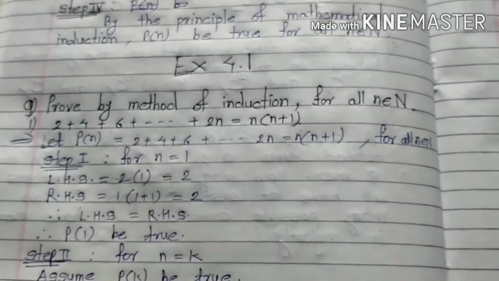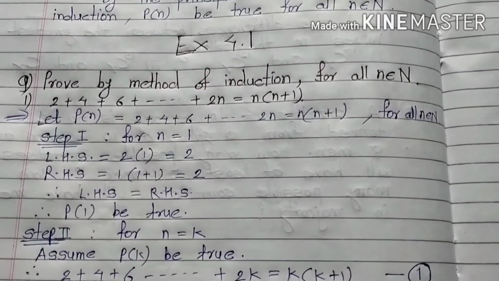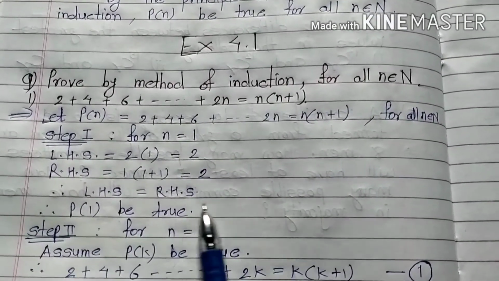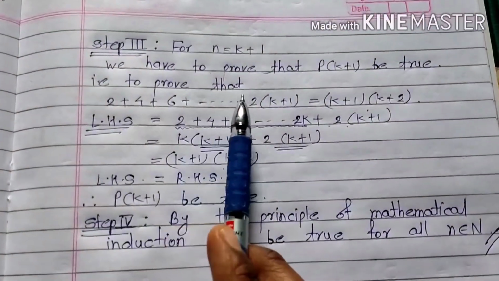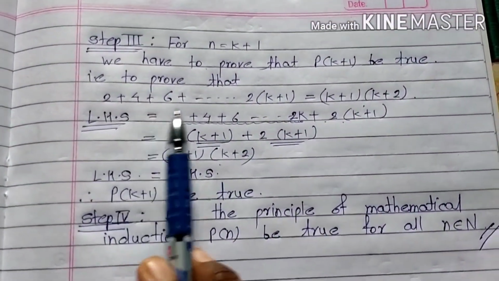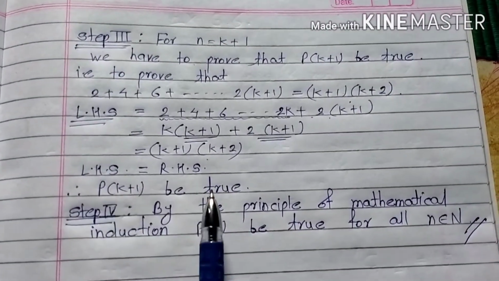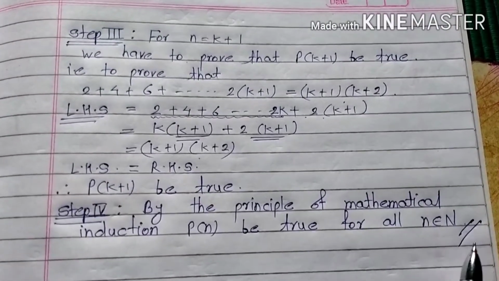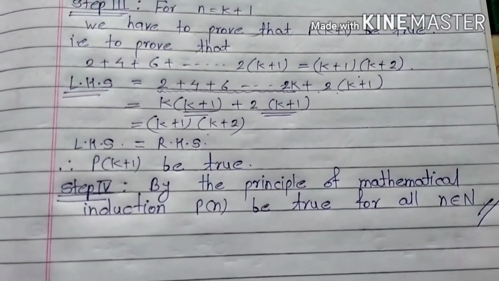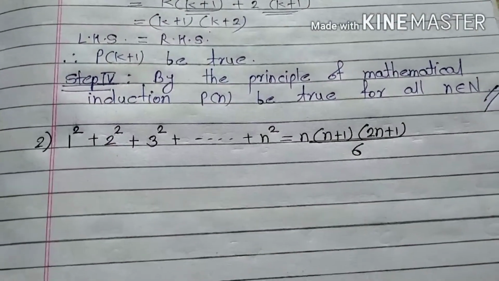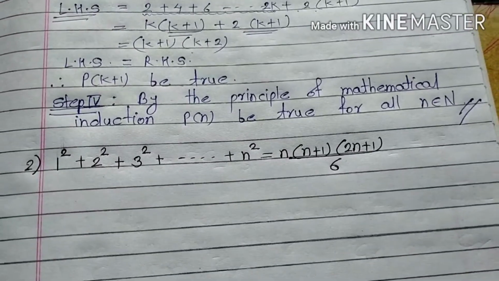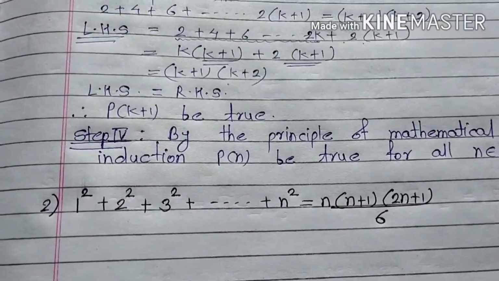So it is very easy. You can observe that step first, for n equal to 1, P of 1 be true. Step second, we assume P of k be true, and step third, for n equal to k plus 1 we use here step 2 and then we prove P of k plus 1 be true, and hence by the principle of mathematical induction P of n be true for all n belongs to natural number. Now next example. So we have to prove this example and we use here mathematical induction.